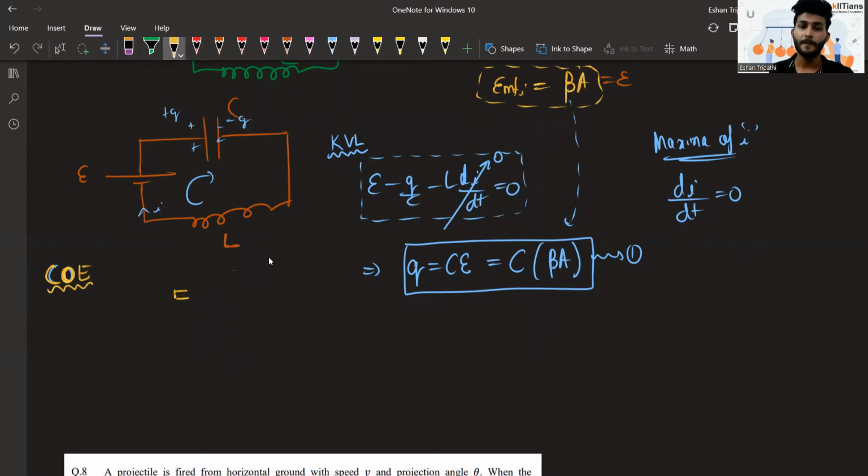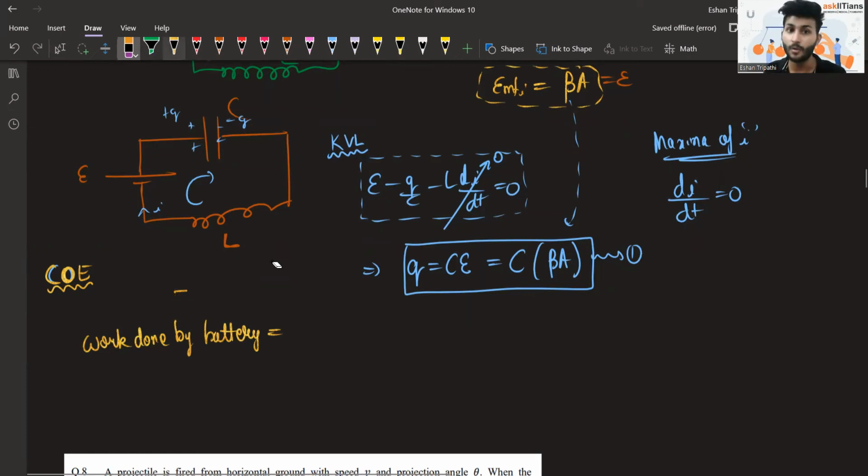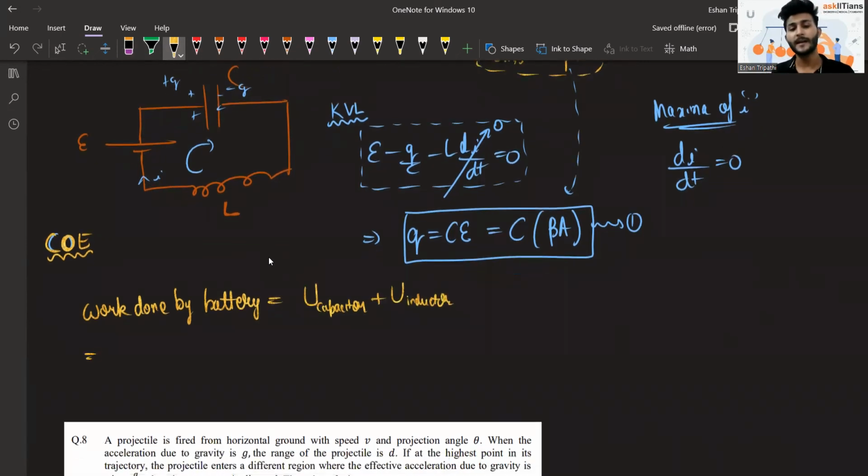You will have to say that there is work done by the battery. The battery is doing some work, and that work is actually getting stored in the capacitor and inductor system. Energy is getting stored in it. They're not exchanging energies. So work done by the battery is the energy stored in the capacitor, potential energy of capacitor, plus the potential energy of inductor.